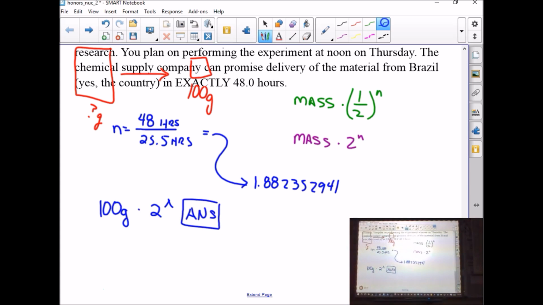So here's how you would go about calculating this. Do 48 divided by 25.5. Get your number. If you have a calculator like a TI, you type 100 times 2, caret, second, and then this says answer down there. A lot of calculators just have an ANS button. So 100 times 2, caret, answer. And it says 368.675. So we're going to say 369.